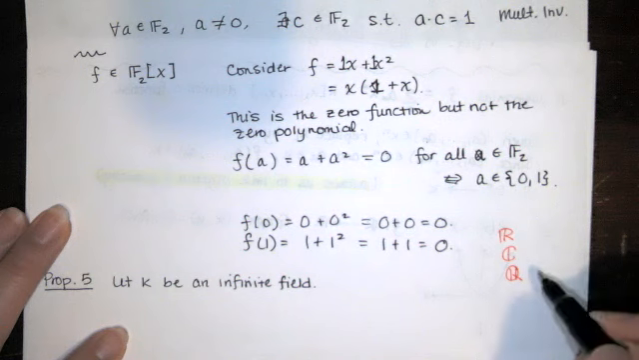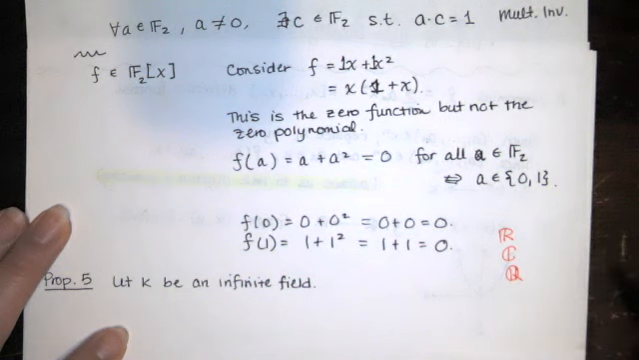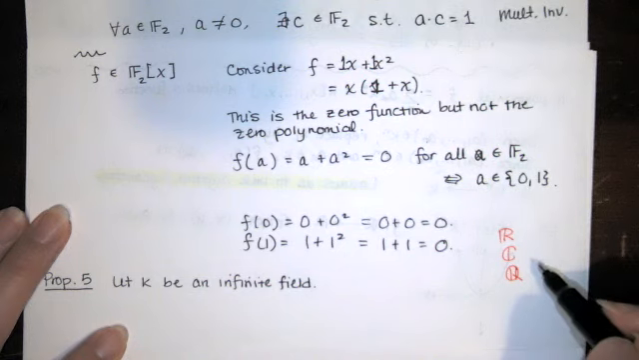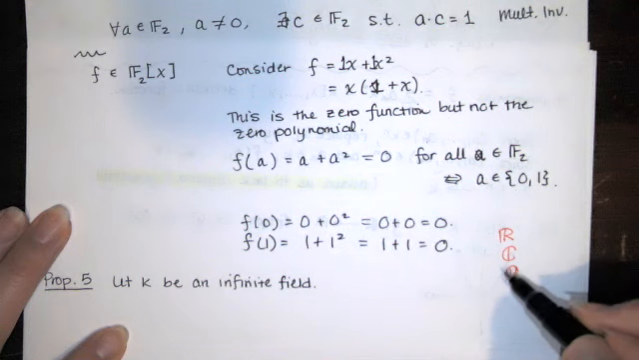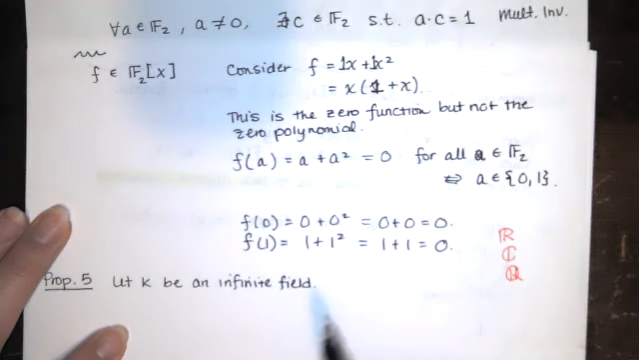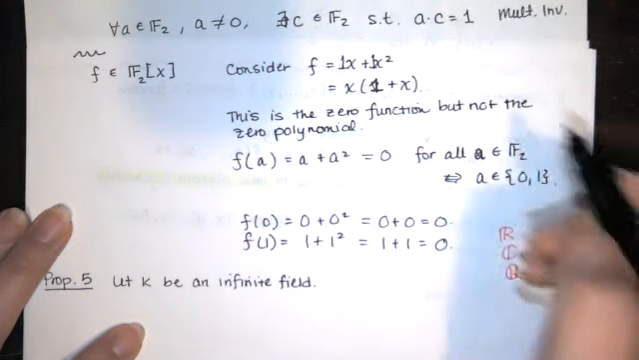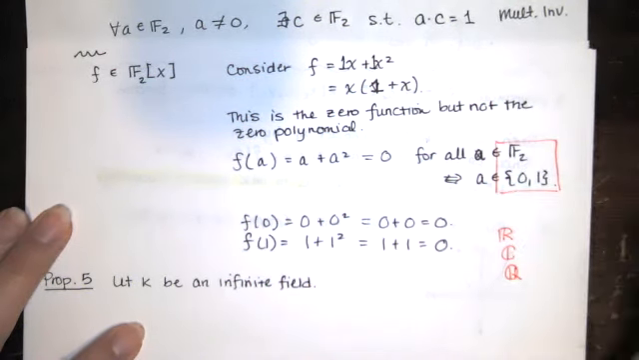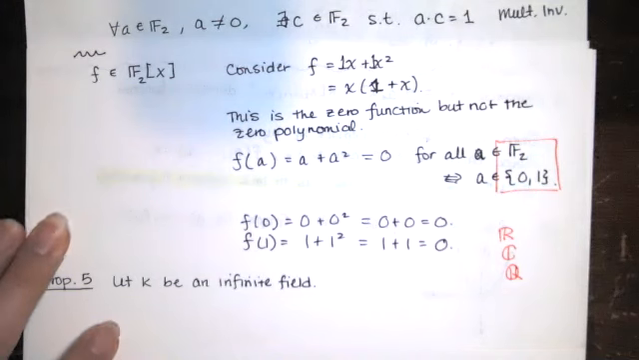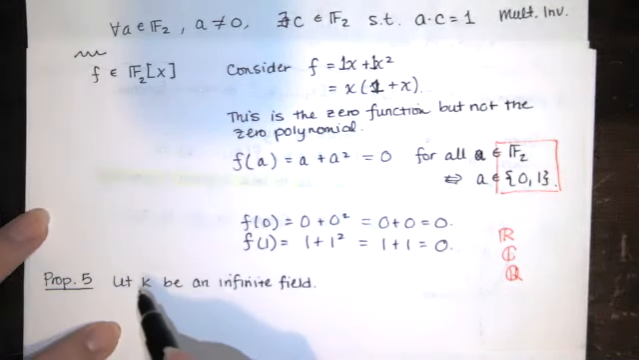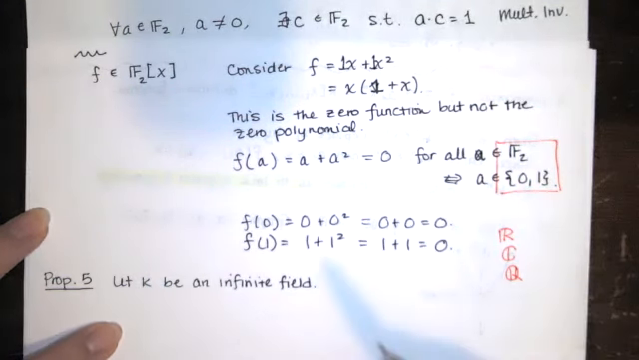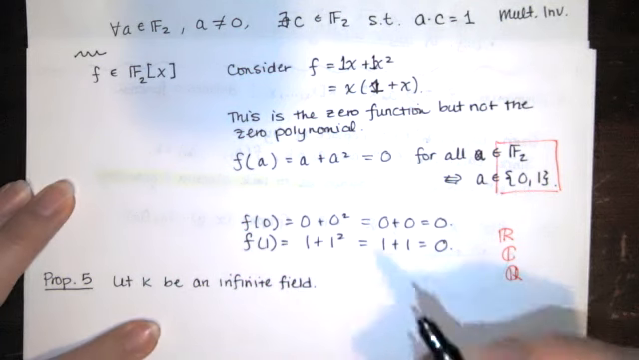The rational numbers, that has infinitely many values. It's countably infinite, but it's still infinite. So those are all examples of infinite fields. If you're saying to yourself, what's an example of a field that's not infinite? How about F2? That's one that's not infinite. So for this proposition, let's say we're talking about an infinite field, a field that looks like this.